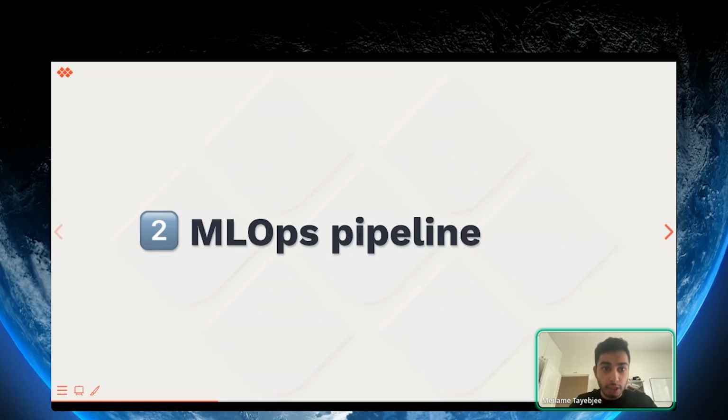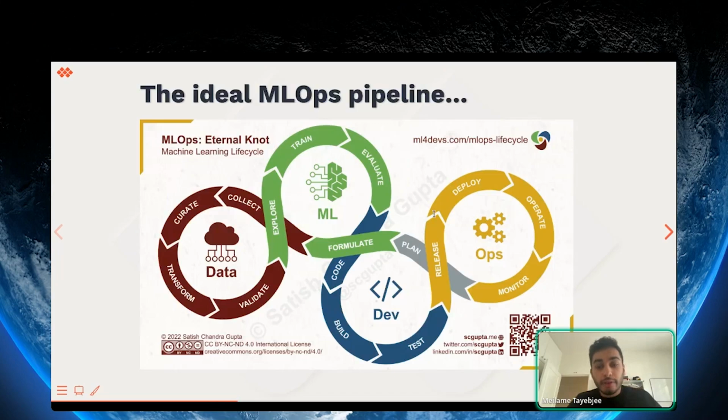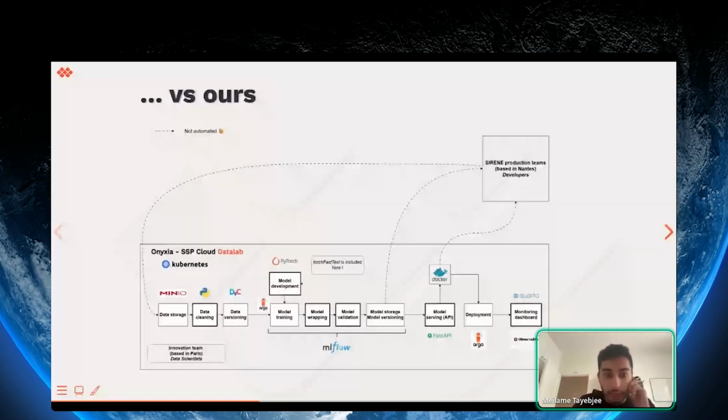To do that, we have tried to get going with the ideal MLOps pipeline where you come from data, you train your model, then you develop your deployment. Then you have your operations that are continuous, and you have to monitor your model and look for data drift or model drifting and so on. So this is the MLOps pipeline. It's an eternal knot in a sense, a loop that is going on permanently. So this is the ideal MLOps pipeline, the theoretical one, and this is ours.